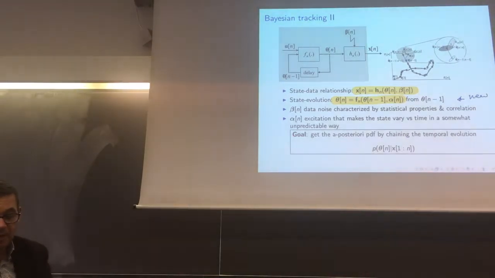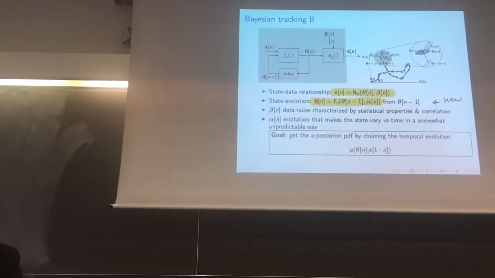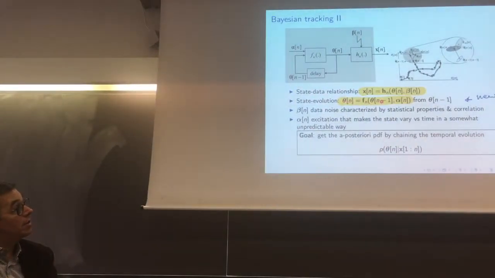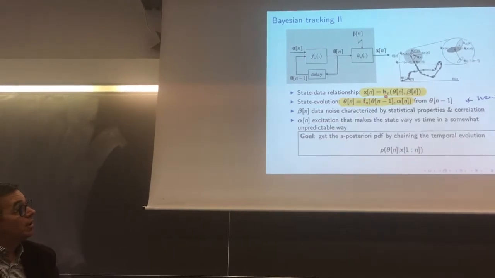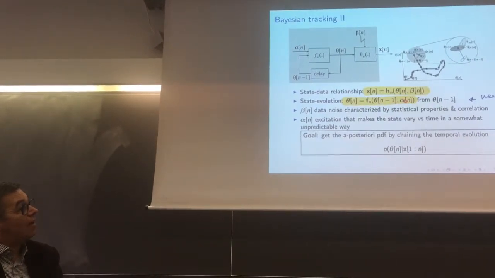Then that means that once I know the state, which means the parameter at iteration n-1, or the time n-1, I can get the state at the time n, according to a function that is known, and then it contains some alpha. Alpha is a random term which is exciting, so it's making the state at time n dependent on the state at time n-1, plus one term which is not predictable.